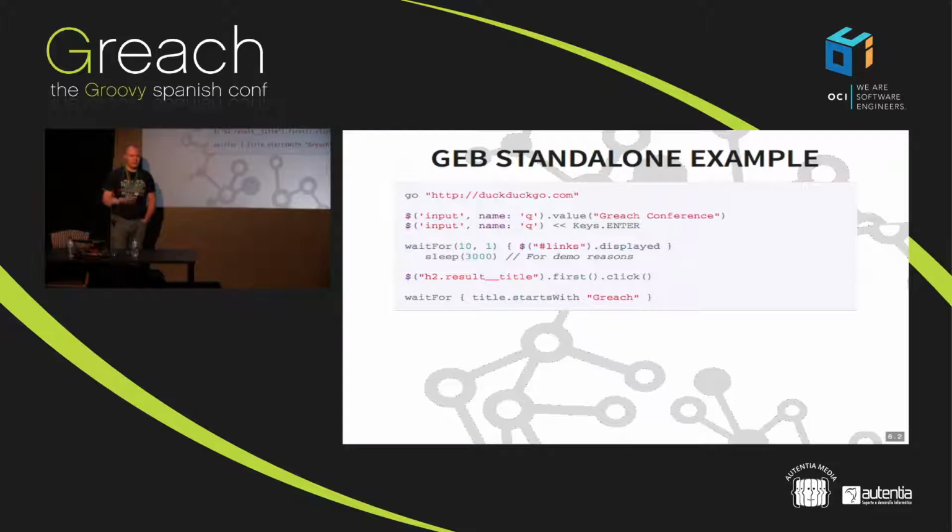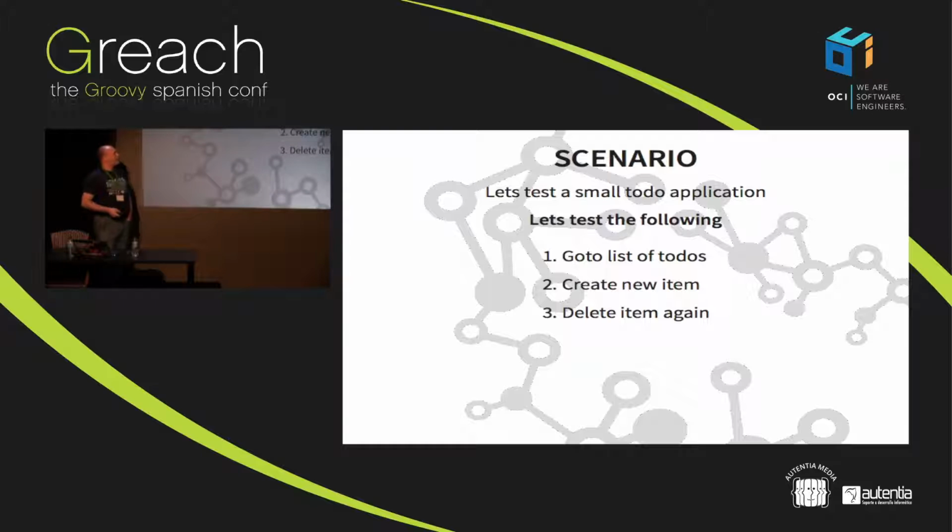This actually works, so we need to include, of course, a few libraries using the Grab annotation, but you can run this as a Groovy script with a little bit of this. So I want to get to how we structure Geb tests. So I have made a very small application. This is made in Ratpack, so it's about how we do a to-do list.